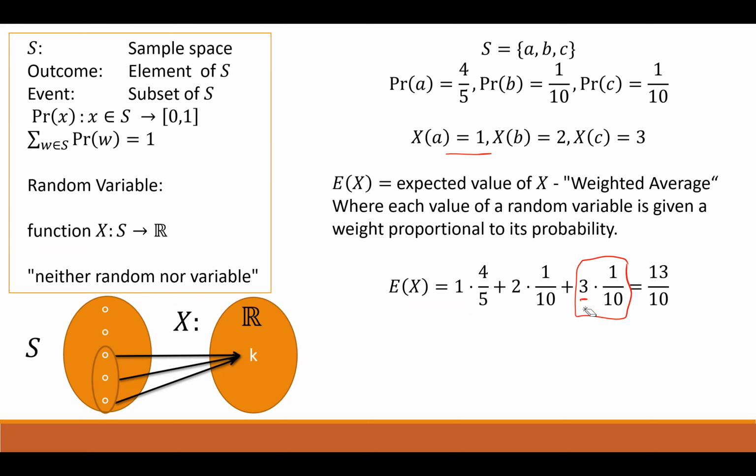So this is the probability of the event X equal to 1. This is the probability of the event X equal to 2. And this is the probability of the event X equal to 3. And then I solve this expression and I get 13/10. So if I perform this experiment 1,000,000 times, recorded the value of X, and then took the average, it would be very close to this. Okay, questions?